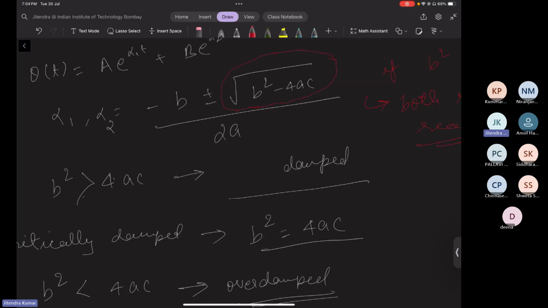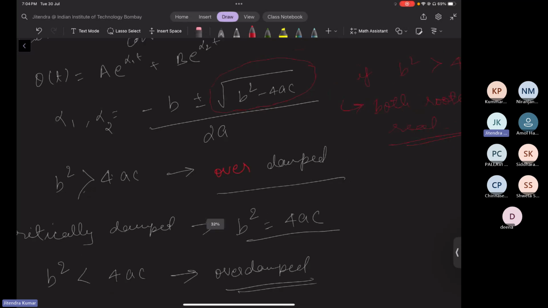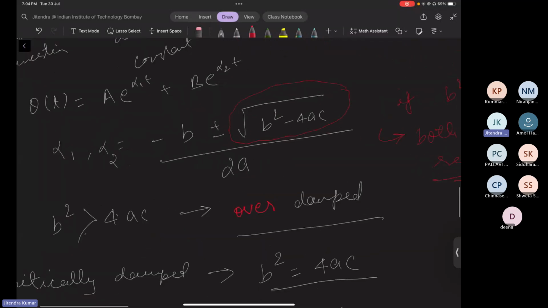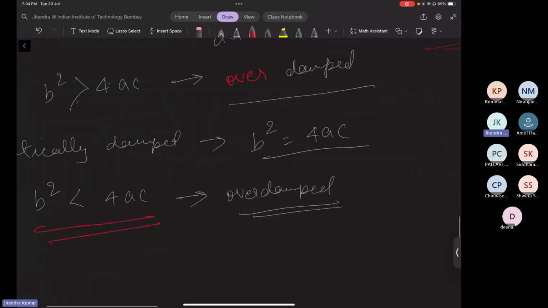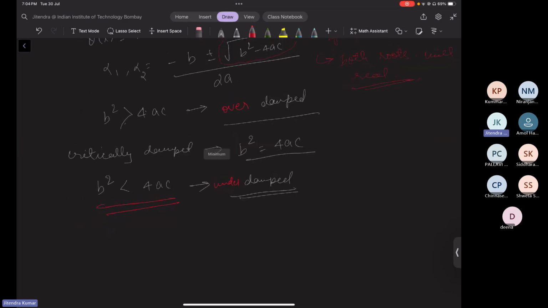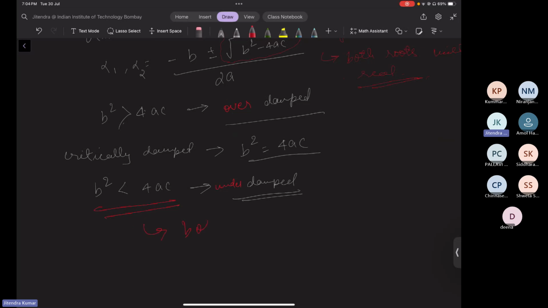So the classic way to identify is that your roots should never be complex conjugates for it to be either overdamped or critically damped. And here, if B square is less than 4AC in this expression, then your alpha 1 and alpha 2 will be complex conjugates. So here they will be underdamped. Okay, is it clear? Both roots will be complex conjugates.